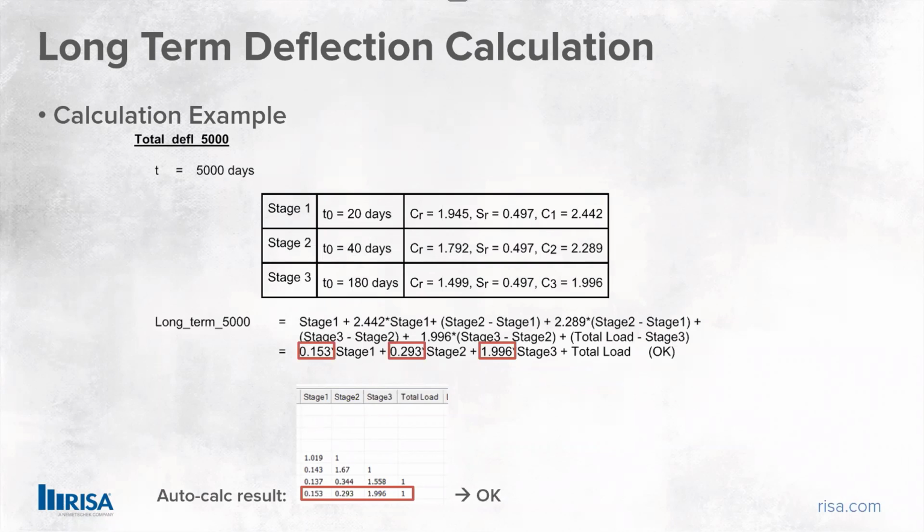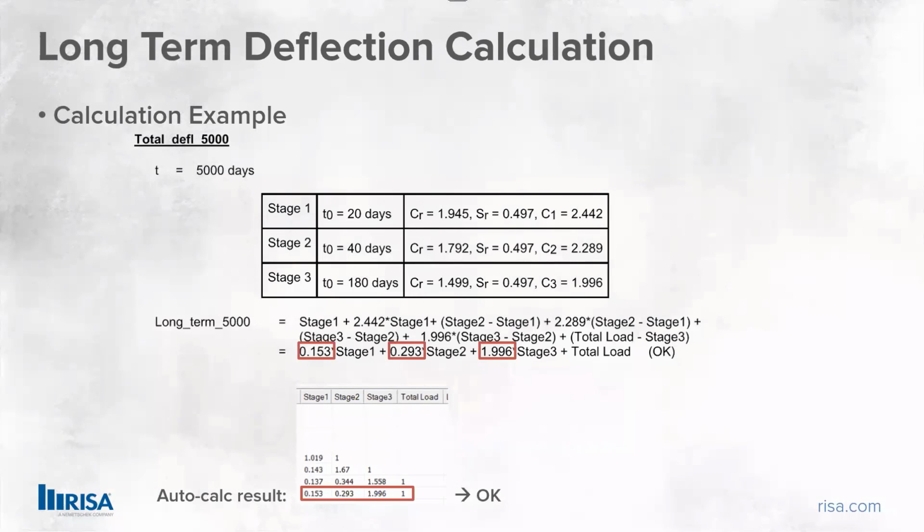As you notice, at the final stage, which is the total load stage, we don't have that C factor applied. That's because at the total load stage, we don't actually have any additional sustained load being applied. All the sustained load has already been applied in total at stage 3, which is equal to 180 days. If we combine all those factors for stage 1, stage 2, we can have a final equation, which is equal to 0.153 times stage 1 plus 0.293 times stage 2 and so forth.